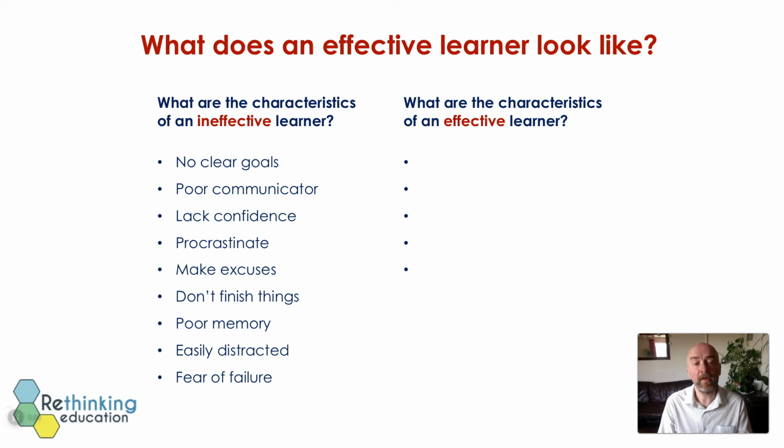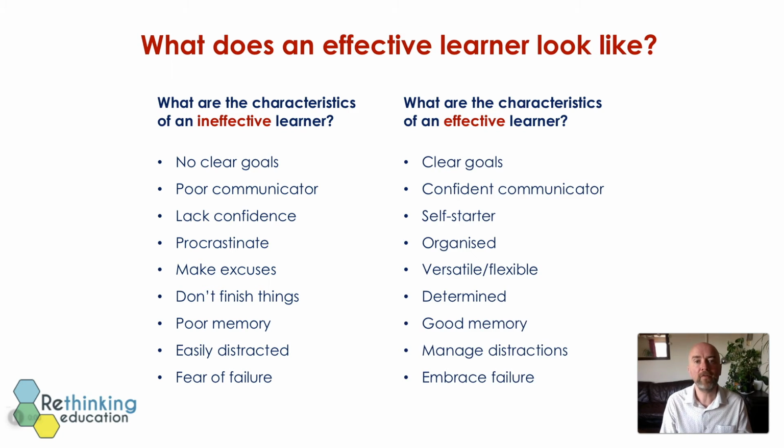And then we think, okay, if those are the characteristics of an ineffective learner, what are the characteristics of an effective learner? In many cases, it's just the reverse. They set clear goals, they're confident, they are self-starters, they're organized, they're versatile, flexible, they can do many things, they're determined, they see things through, they have a good memory, they manage distractions, they embrace failure.